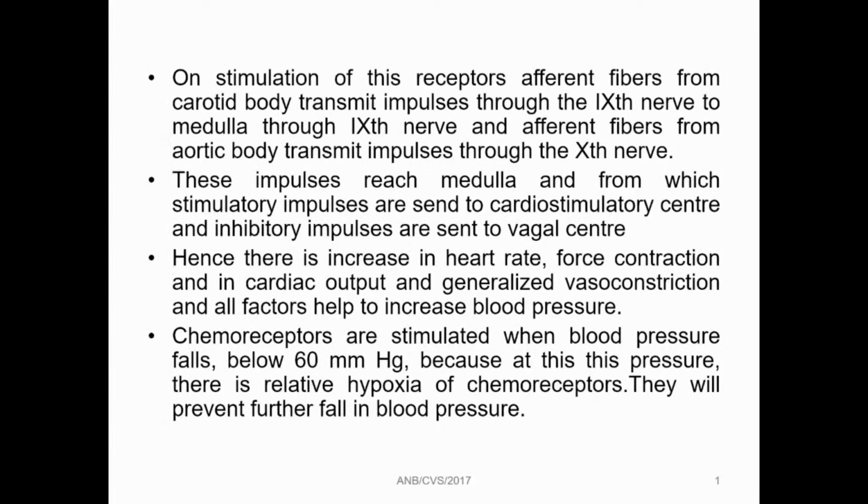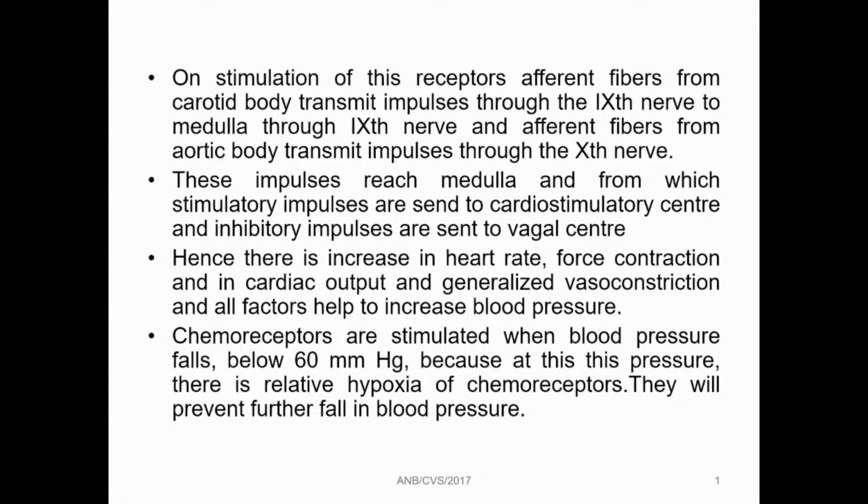On stimulation of this receptor, what happens? Afferent fibers from the carotid body transmit impulses through the ninth nerve to the medulla oblongata, and afferent fibers from the aortic body also transmit impulses through the 10th nerve. These impulses reach the medulla, from which stimulatory impulses are sent to the cardiostimulatory center and inhibitory impulses are sent to the vagal center. Hence, there is an increase in the heart rate, force of contraction and cardiac output, and generalized vasoconstriction, and all these factors help to increase the blood pressure.